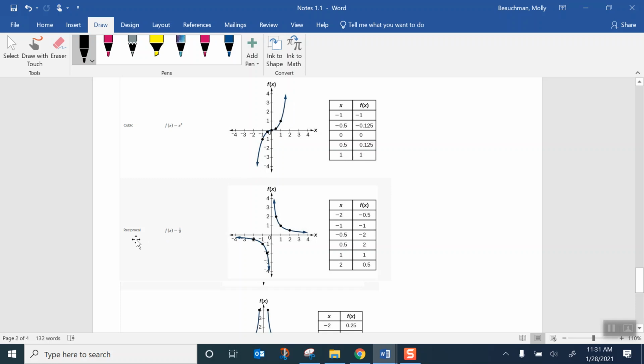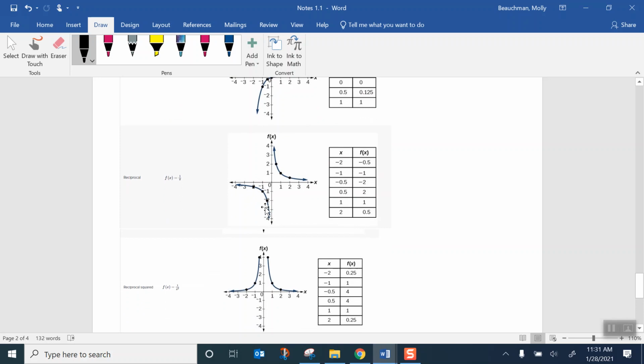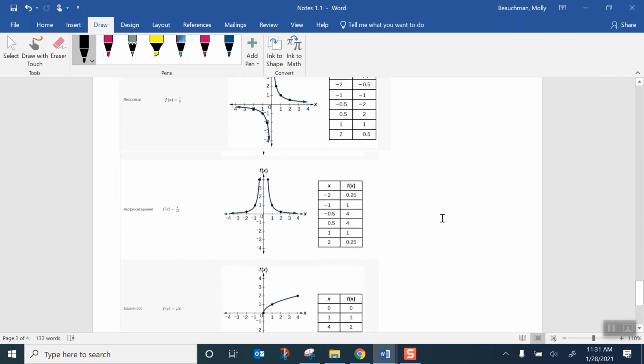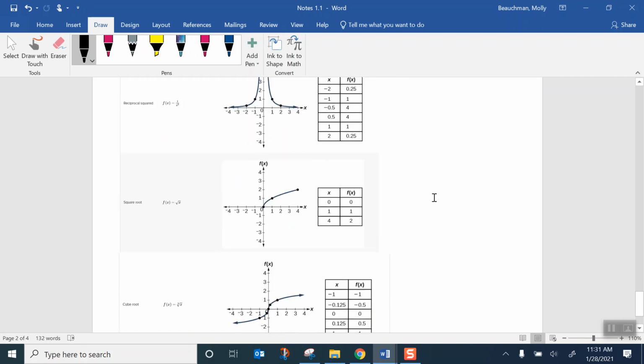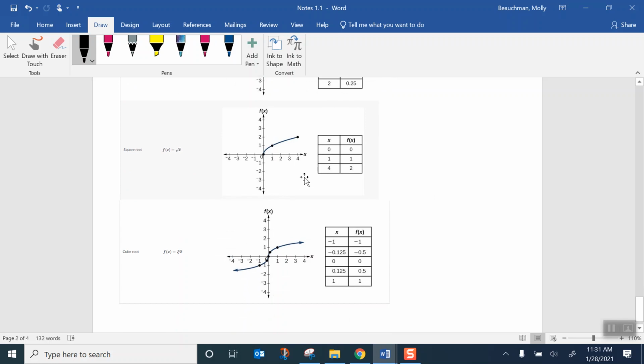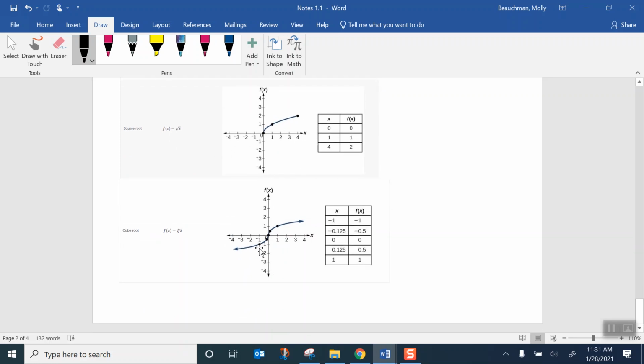A reciprocal function, 1 over x, the reciprocal of x, has a hyperbola with two different branches with a horizontal and vertical asymptote at 0. There's a reciprocal function squared, 1 over x squared. Again, that has a vertical asymptote. The square root function, when you put in values in the domain x, and x has to be greater than or equal to 0, and then a cube root function. So these are some of the basic functions that we'll be working with in the course.